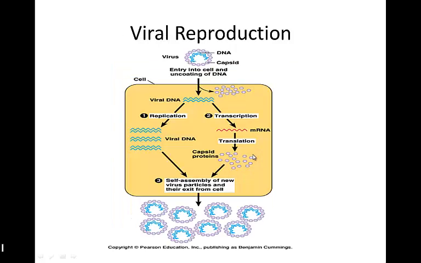So let's look at viral reproduction and what happens. The virus must have a host cell in order to reproduce. Now, they're considered what's called obligate intracellular parasites. That's a sweet sounding word, isn't it?